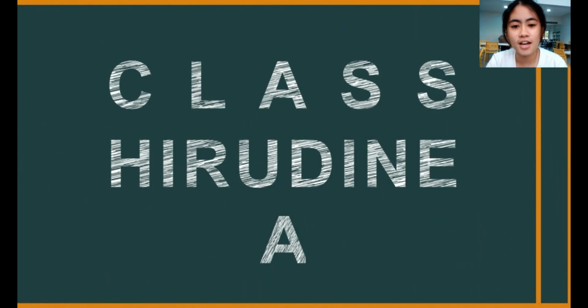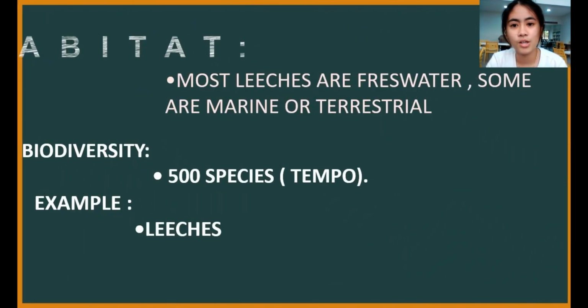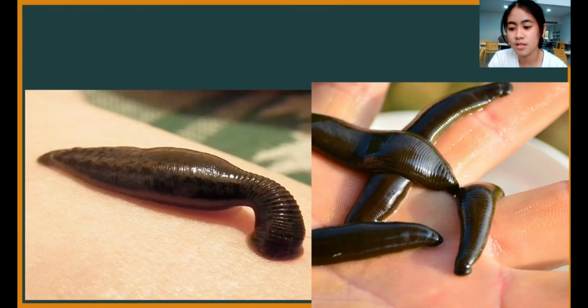So we have here class Hirudinea. The best examples for this are leeches. If you're familiar, let's see later what leeches look like. Most leeches are freshwater, some are marine or terrestrial. They have 500 species, if I'm not mistaken. I just put that temporarily because based on my research, that's the number of species they have, and some of the results say it's more than 500. So these examples are leeches. This is what leeches look like.